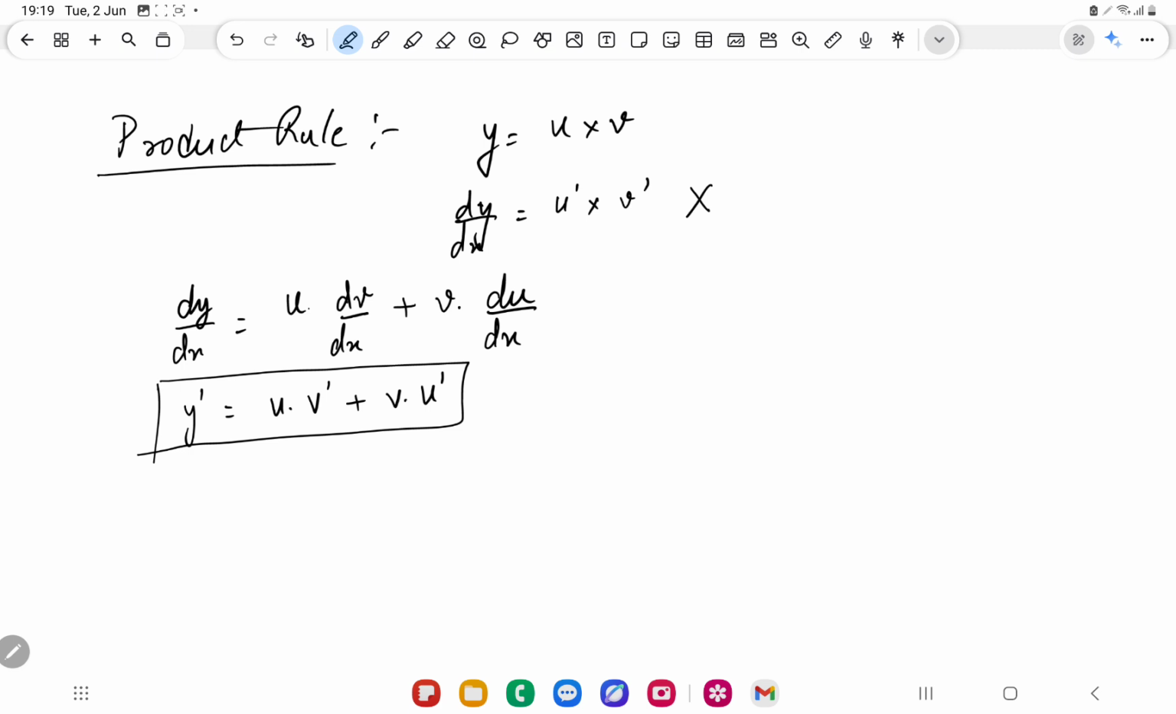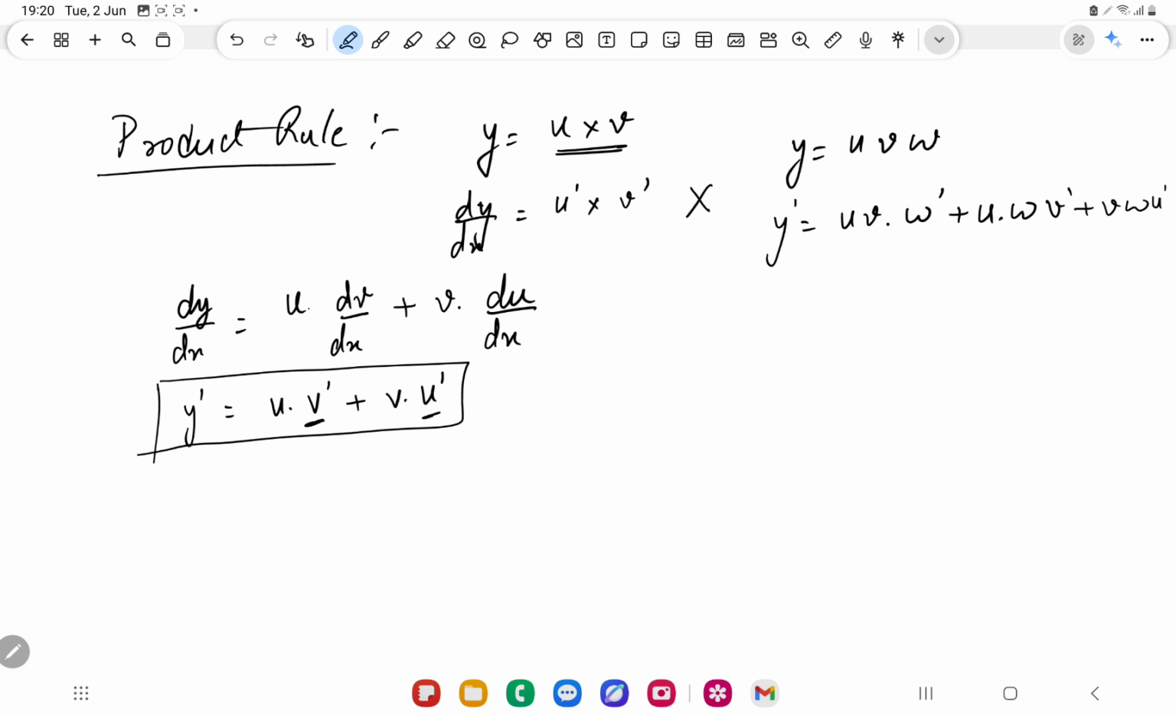Now how will you remember? Take the first as it is, do the differentiation of the second. Take the second as it is, do the differentiation of the first. And it is not always necessary that we get only two functions. We might get u, v, w also. Then also, if I want to write y dash, we will take the first two as constant and the derivative of the third one. Then you take the first and third as constant, derivative of the second one, and then the second and third as constant, derivative of the first one. So like this we will find the derivatives when they are in multiplication.